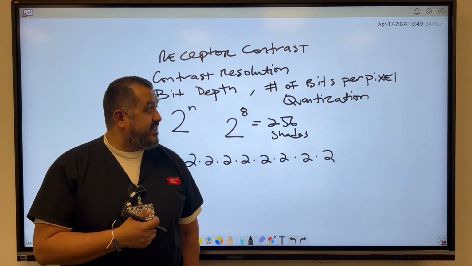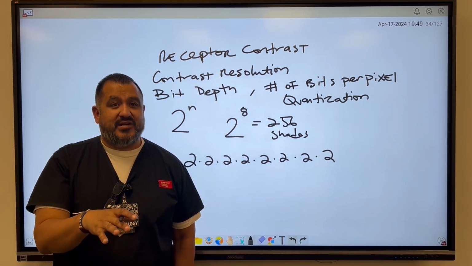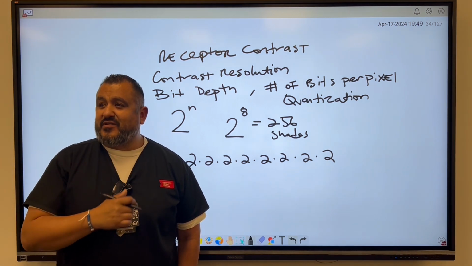All right, so that's kind of our quick take on contrast. I know there's more related to contrast, but this is just a brief overview to help you understand different types of contrast, okay?